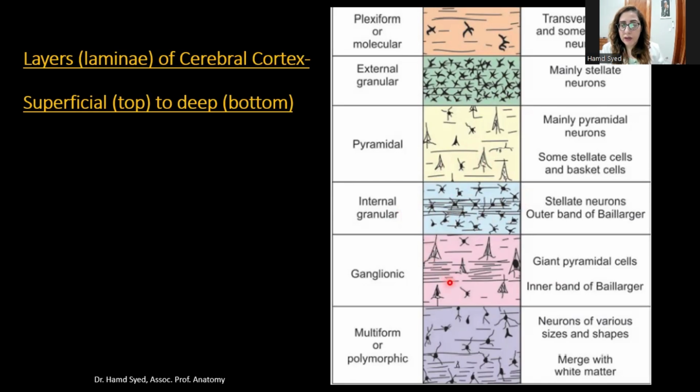Then the layer number 5, which is again a pyramidal layer. It is also known as the ganglionic layer. It has giant pyramidal cells. And the innermost layer, that is the deepest layer of cerebral cortex, this is the polymorphic or multiform layer. The name is self-explanatory. It shows that the neurons over here have different shapes and have different sizes. The layer number 4 and 5 also has, you can see, these transversely arranged fibers. So they're also known as the outer and inner bands of Baillarger, respectively.